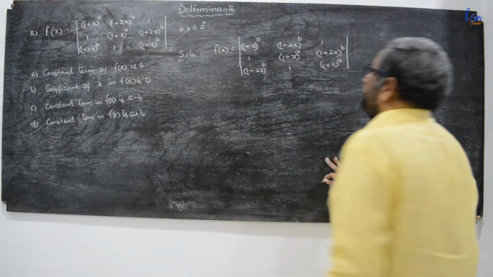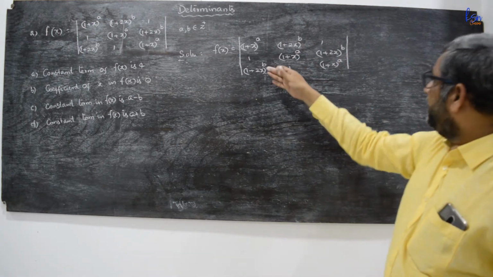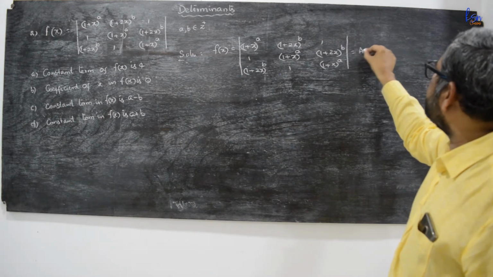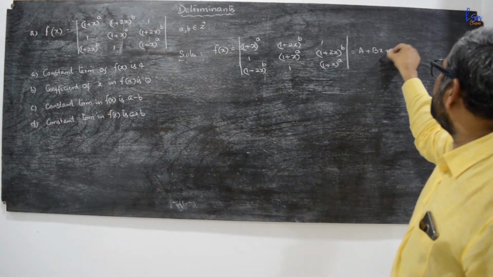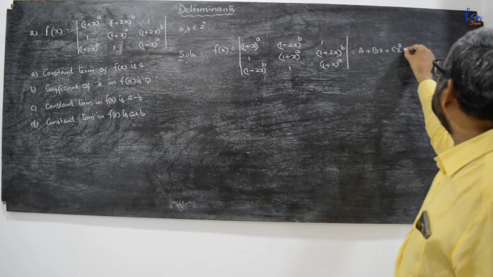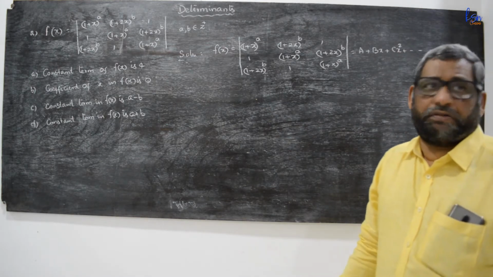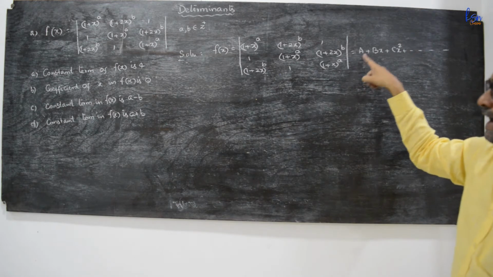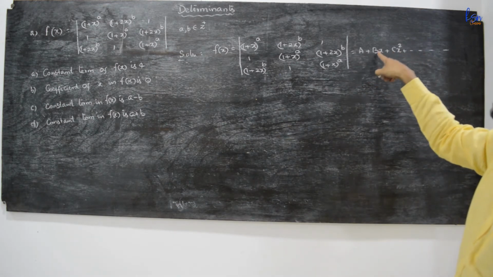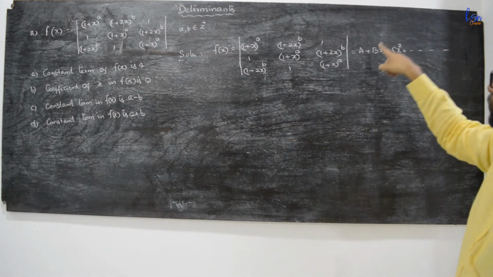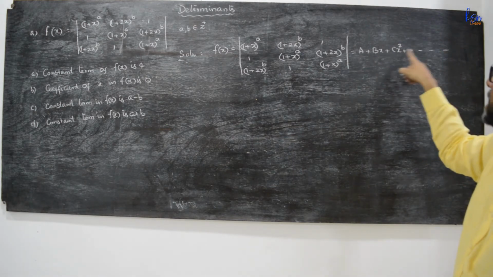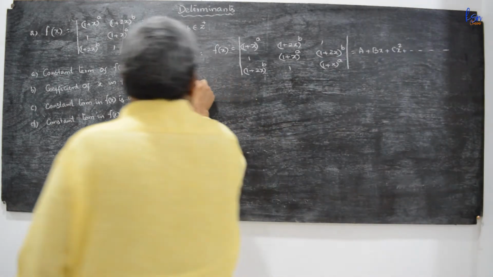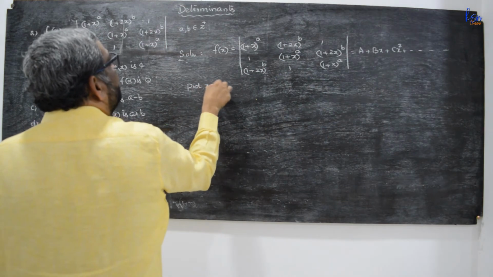Here a, b being positive integers, this can be of any order, we are not sure about it, so I will write it as a plus bx plus cx square plus so on. Now to get the constant term, if you look into the right hand side expression, a plus bx plus cx square plus so on, if you put x is equal to 0 on the right hand side, you will get only a, that is the constant term. So put x is equal to 0.